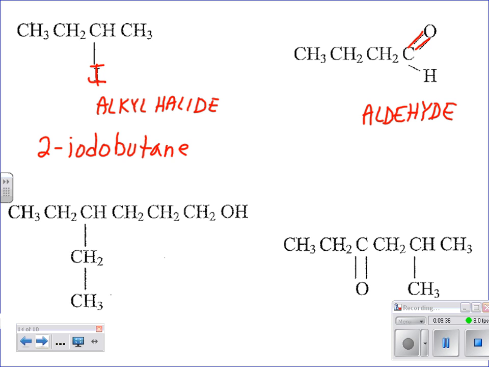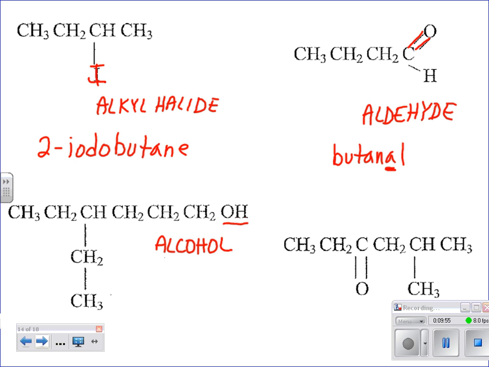And 1, 2, 3, 4, it's going to be a butanal. Make sure that looks like an A when we're trying to grade that. Okay, next one, you see a hydroxyl ending again, so that means that it's got to be an alcohol.